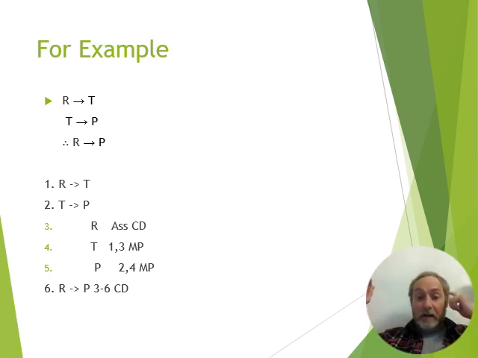And so on line 3, I can just put R, and my justification is ASS, assumption, CD, conditional derivation. When I'm trying to prove a conditional, I can just assume the antecedent of the conditional I'm trying to prove. Pull it out of thin air. It doesn't have to show up in any previous premises, right? So I just get to assume R for free.